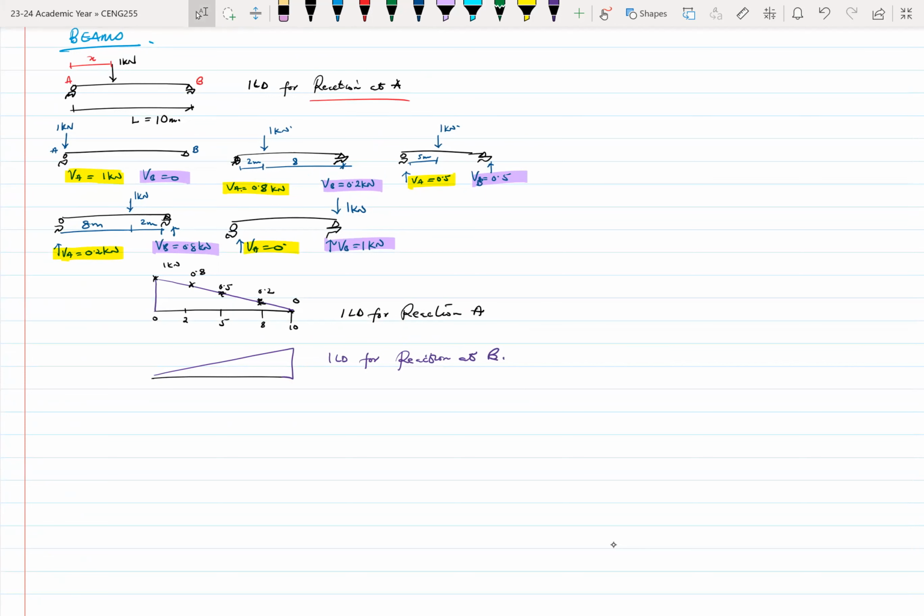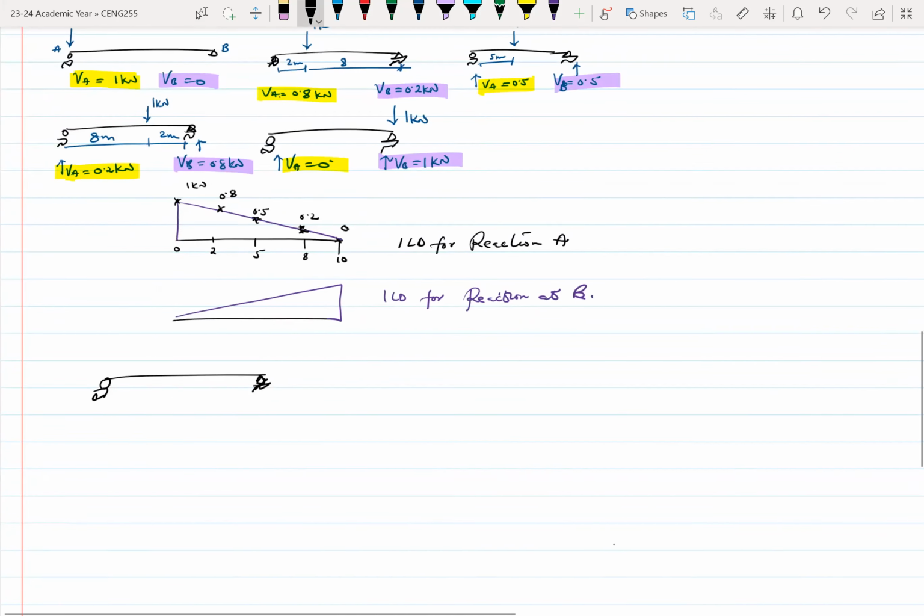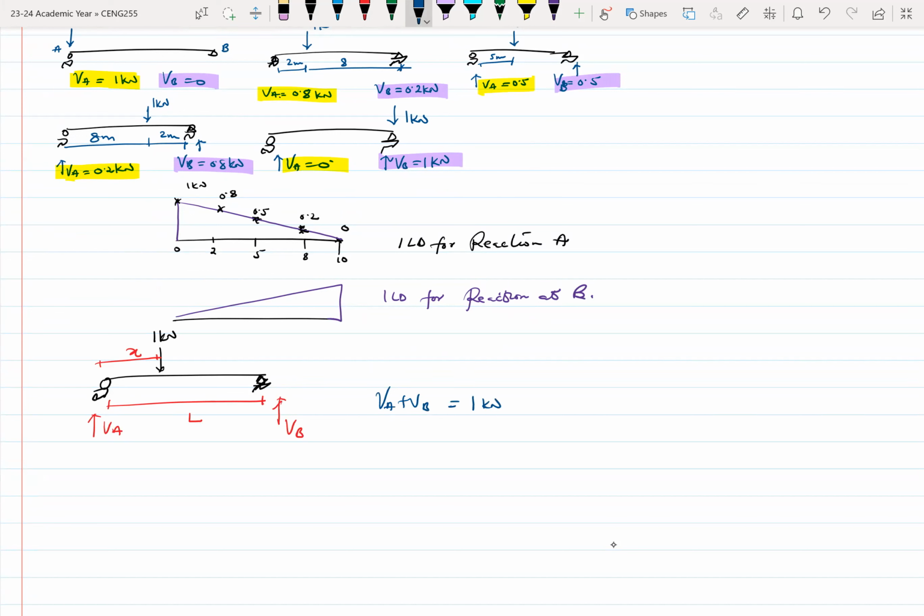Okay, so going back, it's 6:30, I think I should move on to something else. All right, so we know that if you have a load on this beam, and this is 1 kilonewton, and this distance here is x, and the whole length here is L, you can find VA. You can also find VB, right? So, of course, VA plus VB equals 1 kilonewton. That can be established if you're summing vertical forces.